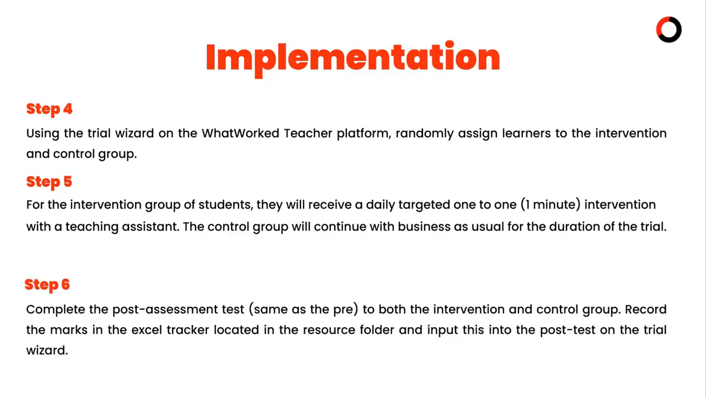Step 6, complete the post-assessment test, which is the same as the pre, to both the intervention and control group. Record the marks in the Excel tracker located in the resource folder and input this into the post-test on the trial wizard. You'll then complete a short process evaluation, then click Analyze to generate the impact report for your school.